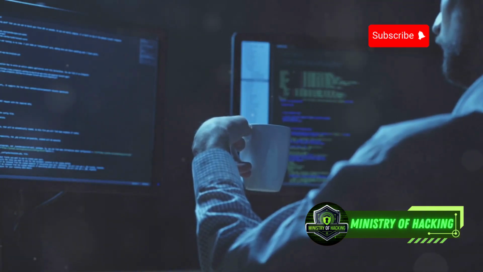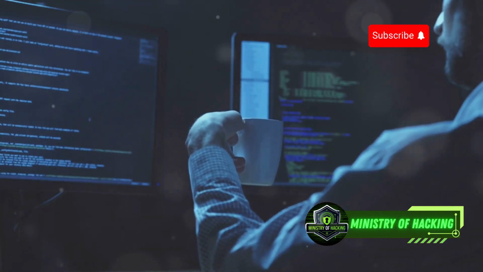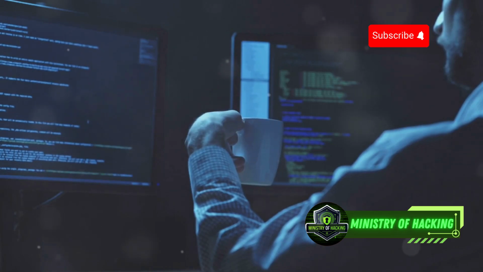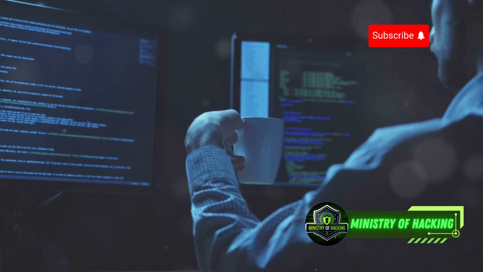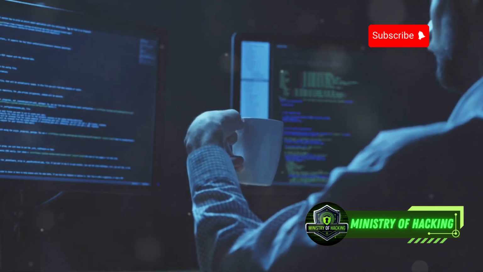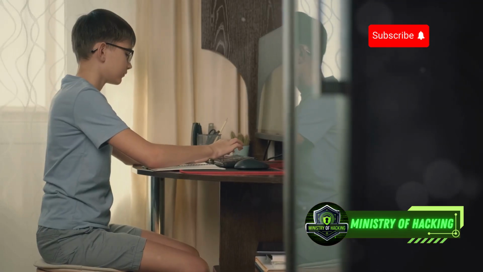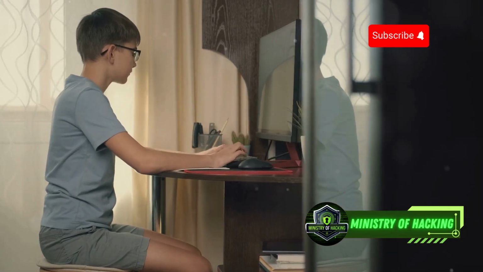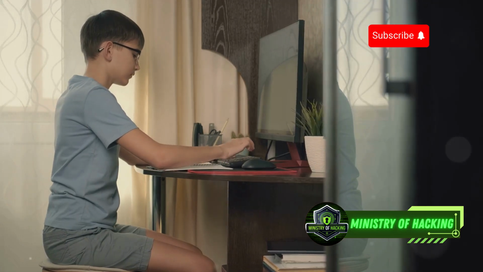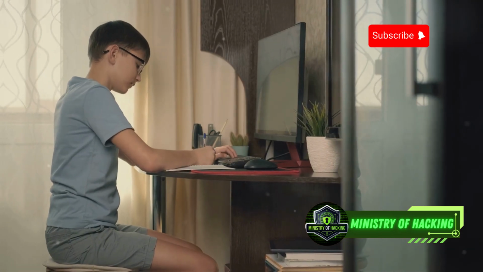Without a firm grasp of at least one programming language, you'll be severely limited in your abilities. Learning to code is like learning to speak a new language. It opens up a world of possibilities. It's like trying to write a novel without knowing the alphabet. Mastering programming languages is the first step towards becoming proficient in the digital world.